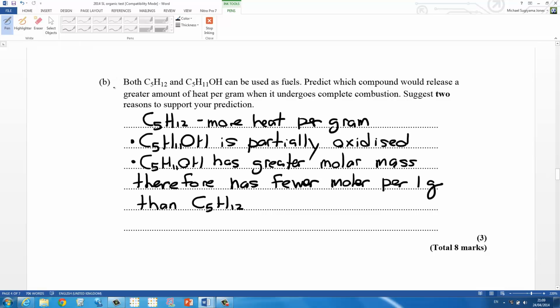So moving on to part B, and in this question you have to describe which one has, out of C5H12 and C5H11OH, which one releases a greater amount of heat per gram. So the correct answer is C5H12, and the reasons why is C5H11OH is an alcohol. It's got this oxygen, therefore it's partially oxidized. And the second reason is pentanol, pentan-1-ol, has greater molar mass, therefore has fewer moles per 1 gram than C5H12, pentane.